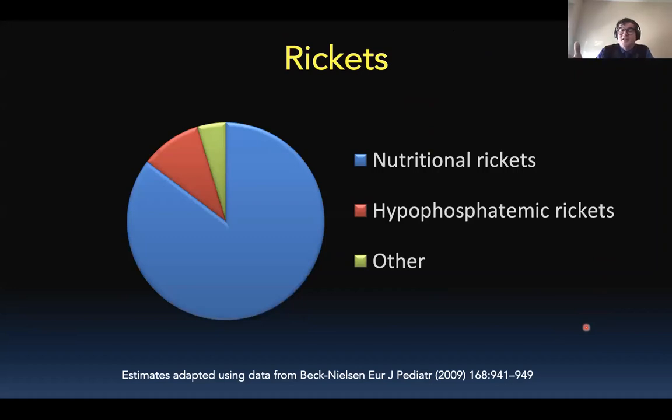So when you look at rickets, what are the most common causes? And nutritional rickets is still by far the most common cause. I adapted this from some data in a Danish paper. It's not actually a figure that's provided there, and I recategorized some of them to fit under nutritional rickets because there were different reasons for nutritional rickets. But again, the vast majority are nutritional vitamin D deficiency rickets. Hypophosphatemic rickets is the next most common, and most of those are going to be X-linked dominant hypophosphatemia, or XLH.